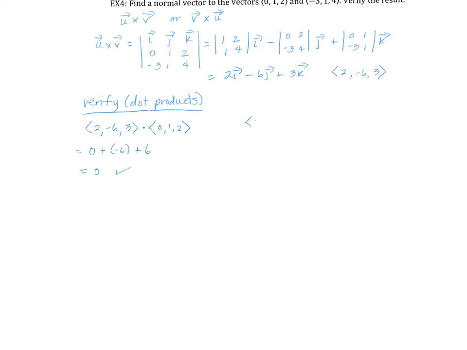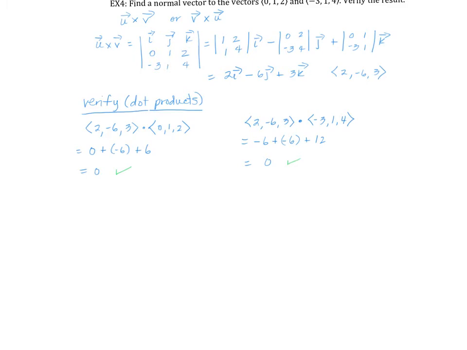And I also have to check to see that ⟨2, -6, 3⟩ is normal to ⟨-3, 1, 4⟩. Dotting these two vectors, I get -6 plus -6 plus 12. So I get 0. So that checks out.